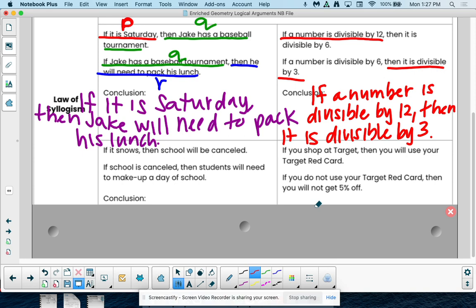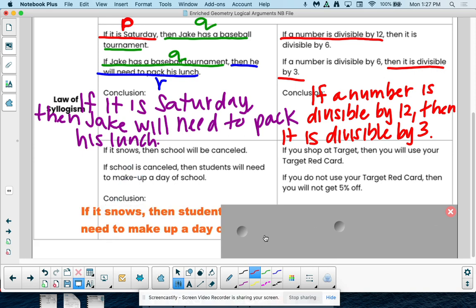Alright, folks, anyone want to share what you thought on the first one? Anyone feeling brave? On this first one, there is a valid conclusion. What is it on this one? Right? P, Q, Q, R.